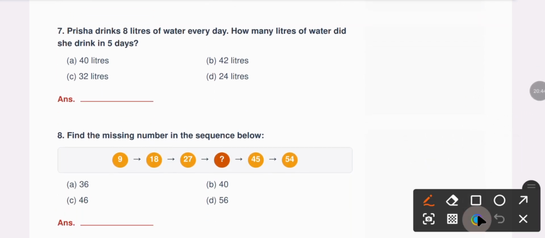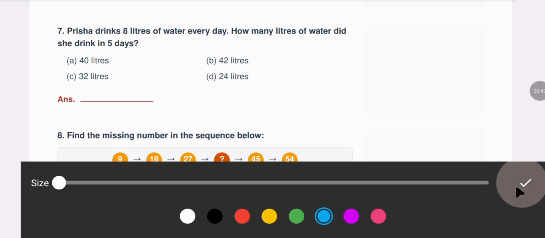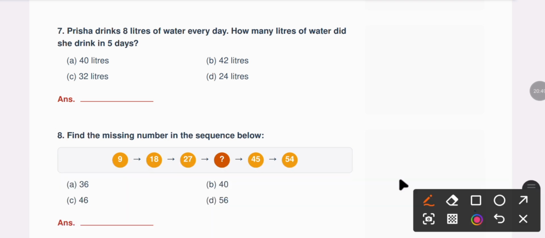Prisha drinks 8 liters of water. Just wait. Prisha drinks 8 liters of water every day. How many liters of water did she drink in 5 days?